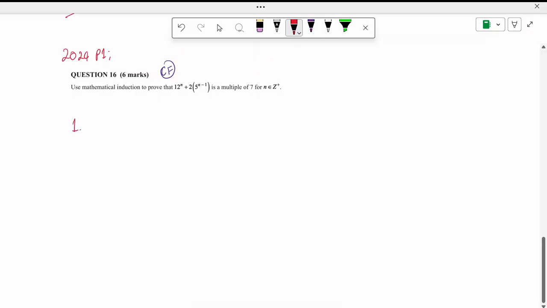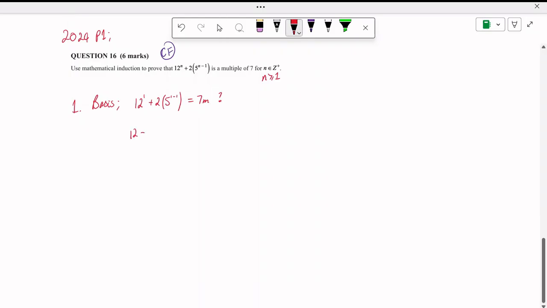Let's get into it. First step always is my basis. So I'm going to check for my base values. Now, if n's a positive integer, it means it's going to be greater than or equal to 1. So is 12 to the power of 1 plus 2 times 5 to the power of 1 take 1 a multiple of 7? Let's have a look. That's going to be 12 plus 2 times 5 to the 0. That means 12 plus, now 5 to the 0 is 1. So I get 14 equals 7m.